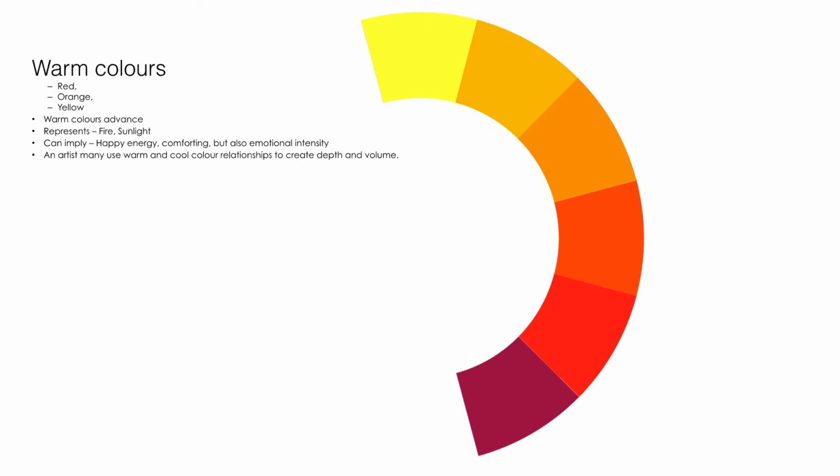Now, another way we can look at this is our warm and cool colors. So on this side of the color wheel, we've got our warm colors ranging from red through to orange and yellow. Warm colors will tend to advance in a picture plane and want to jump into the foreground. They can represent things like fire, sunlight, autumn, and they can also imply happy energy. They can be comforting, but also, particularly in the red end of things, they can have a bit of emotional intensity.